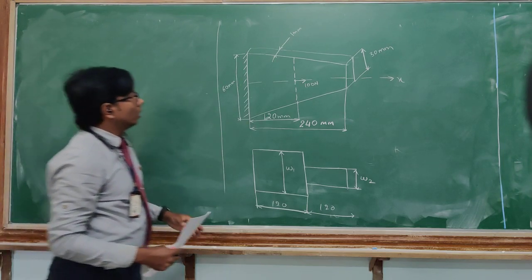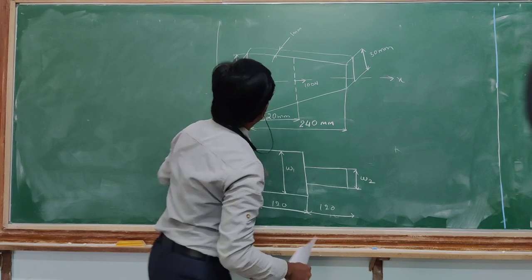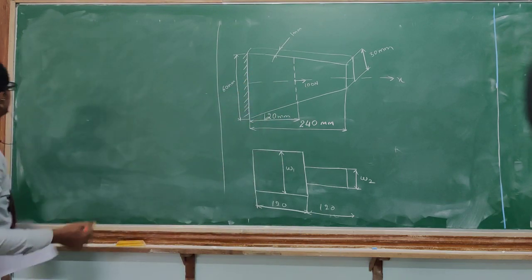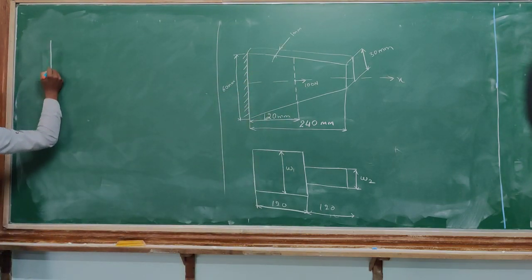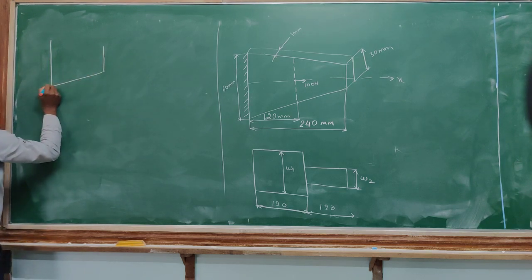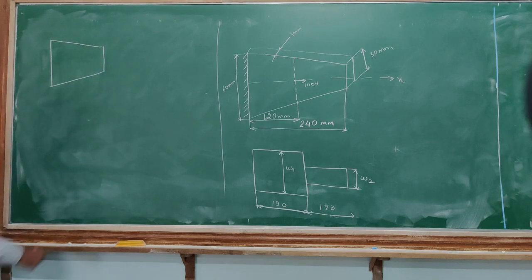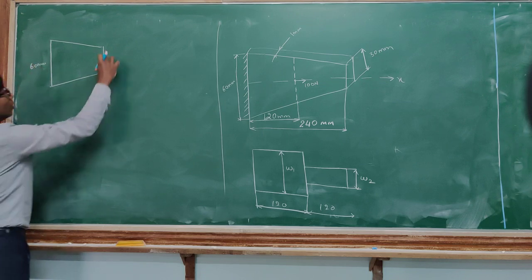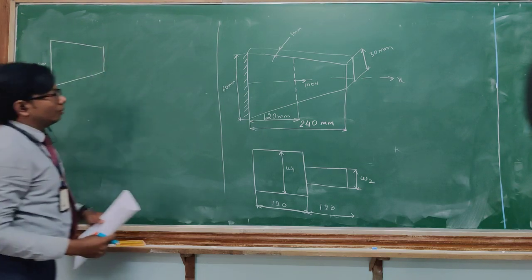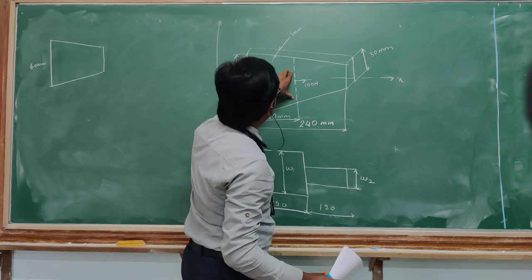So first I'll try to see what the conversion is for this. First I'll draw this. This is the first part here. So this is 60 mm. I don't know the value of this one, but it is directly proportional. So what will be the width of this?